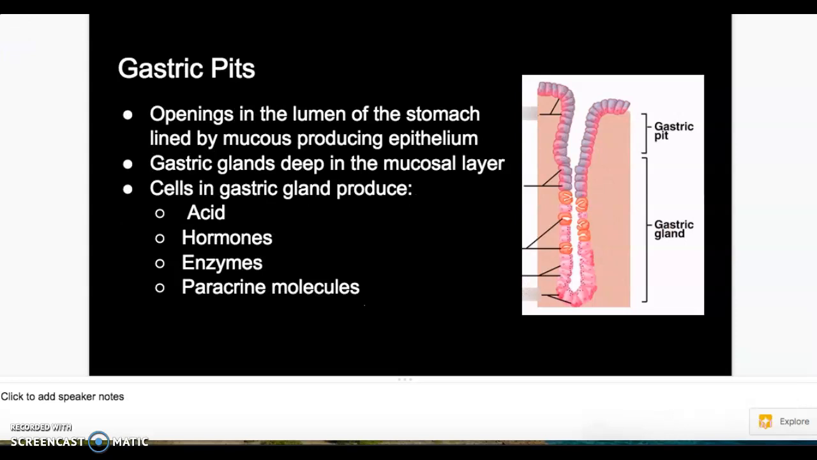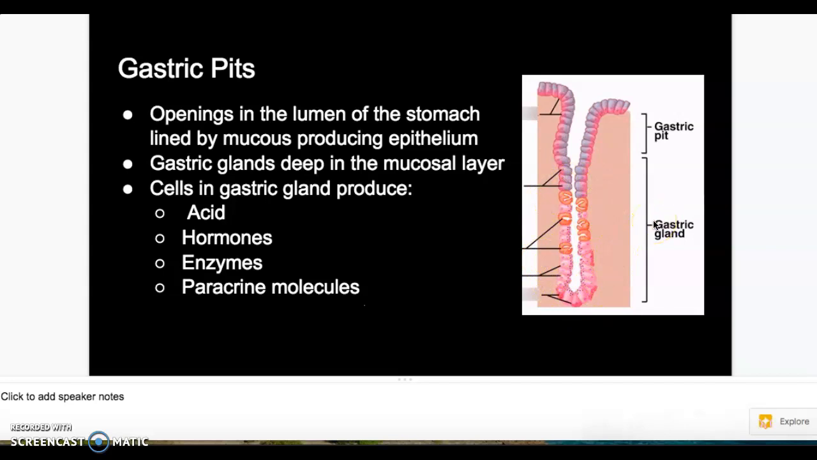Next, I want to talk about an important anatomical feature of the stomach that is very prominent within the gastric phase. That would be the gastric pits. The gastric pits are openings in the lumen of the stomach that are lined by mucus-producing epithelium and various other cells within what's called the gastric gland. The gastric gland is deep within the gastric pits. So in the picture on the screen here, you can see that it begins about halfway down the pit. It's all of these extra cells down here.